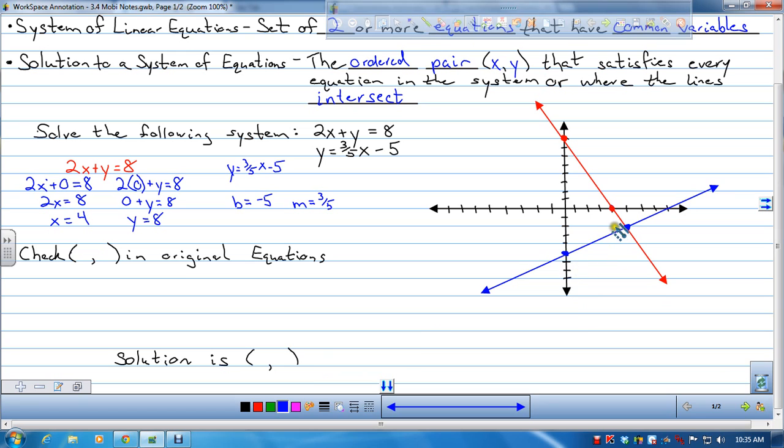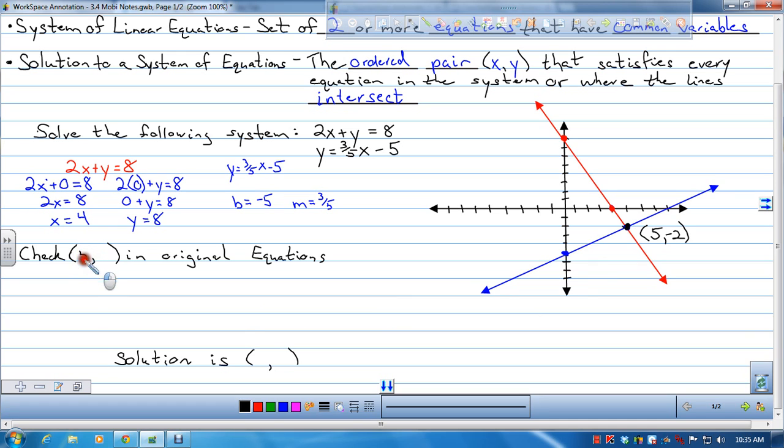I look for the intersection point, because that is my solution. It is the ordered pair where the lines intersect. I want to be pretty accurate when I graph these. I'll look at these and check the value: I went 1, 2, 3, 4, 5, and I went down 2. So that is at 5, -2.